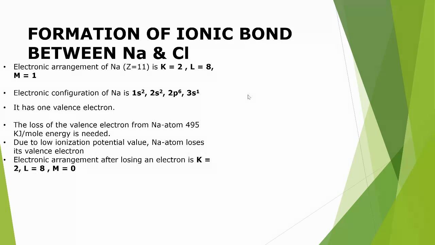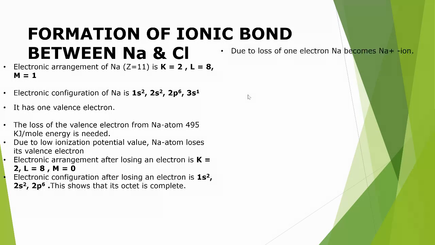Electronic arrangement after losing an electron is K2, L8, and M0. Electronic configuration after losing an electron is 1s2, 2s2, and 2p6. This shows that the octet is complete. Due to the loss of one electron, sodium becomes positively charged.